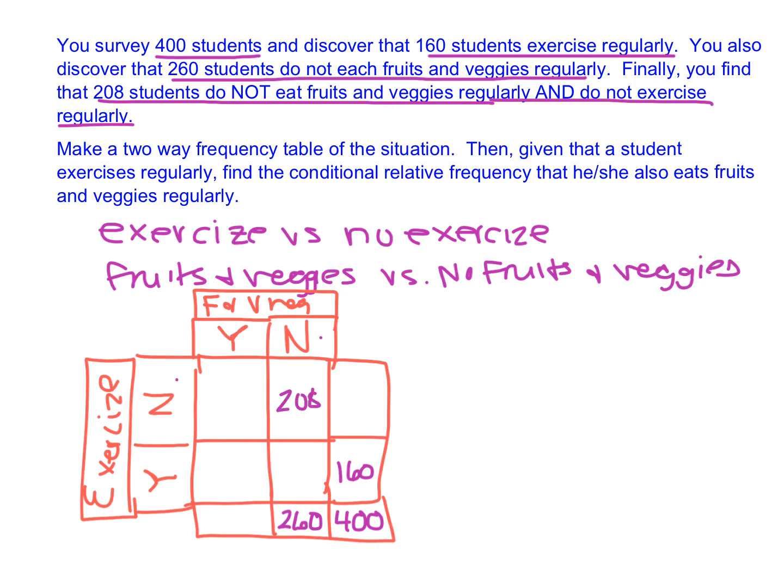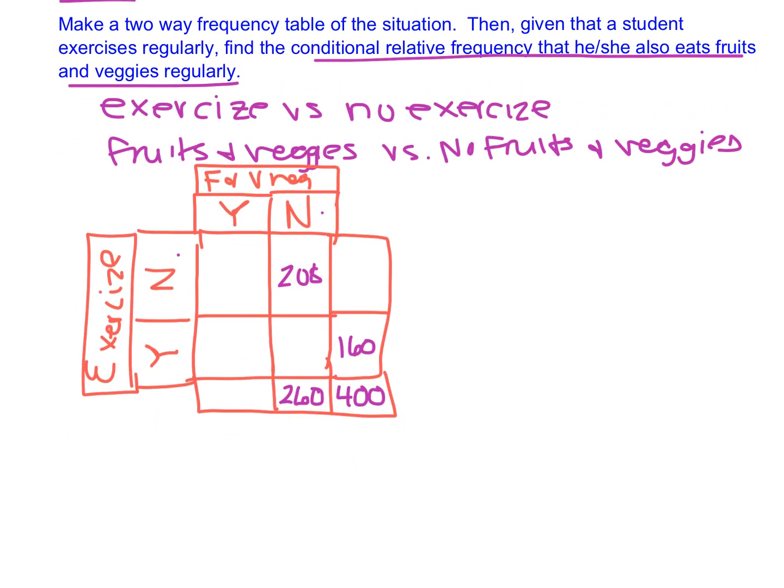So before I can actually answer this conditional relative frequency question, I need to fill in this table and use my knowledge of how two-way frequency tables work to fill this in. So first thing I notice is that these two rows straight down need to add to 400. So 400 minus 160 leaves me with 260 students that do not exercise regularly. I then know that these two boxes down here add together to be 400. And if I do 400 minus 260, I find 140 students that, yes, do eat fruits and vegetables regularly.